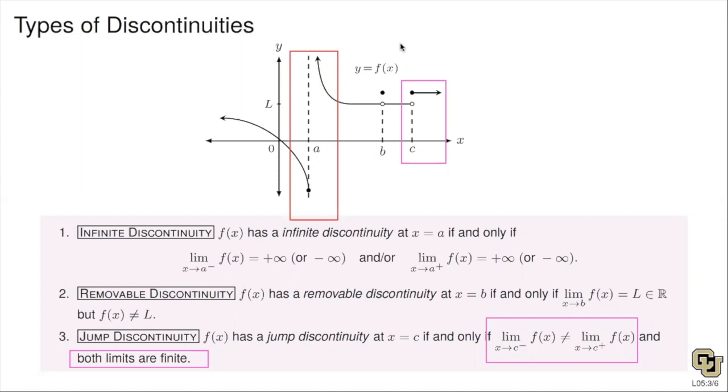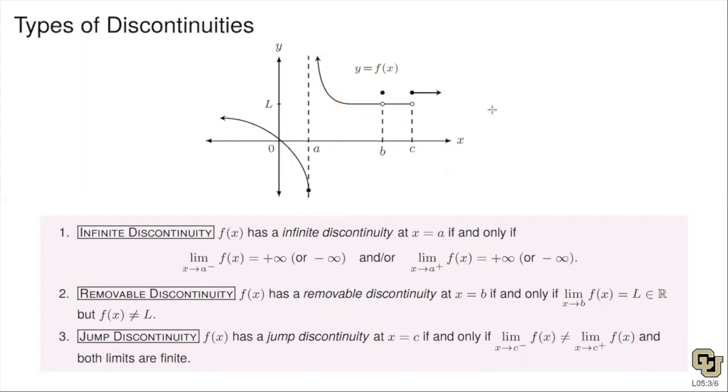But for the removable discontinuity, we can fix that. Removable discontinuity isn't so bad. We can redefine the function at a single point and fix it. The other two discontinuities, it is what it is. If you get those, that's just part of the function and there's nothing we can do to fix it.